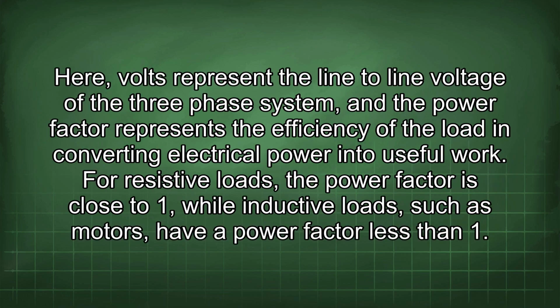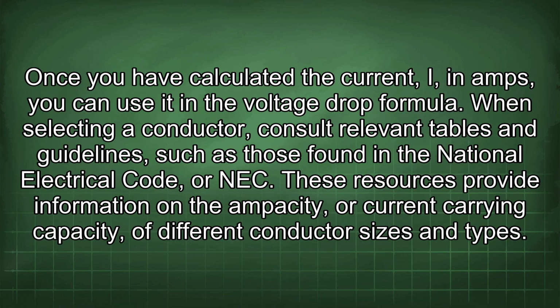Here, volts represent the line-to-line voltage of the three-phase system, and the power factor represents the efficiency of the load in converting electrical power into useful work. For resistive loads, the power factor is close to 1, while inductive loads, such as motors, have a power factor less than 1. Once you have calculated the current, I, in amps, you can use it in the voltage drop formula.